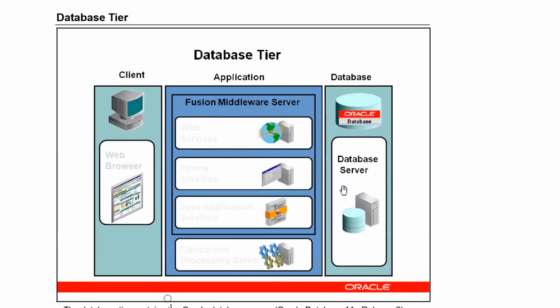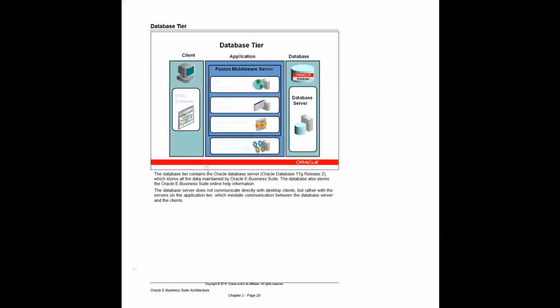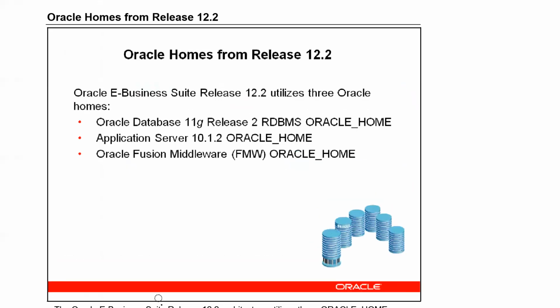So in short, you need to understand that your entire database stores the data. Again, coming to detail, as I told you, there are totally 3 homes. On the database tier, you have 1 home. On the application tier, you have 2 homes. So every apps DBA needs to know that there are totally 3 homes.